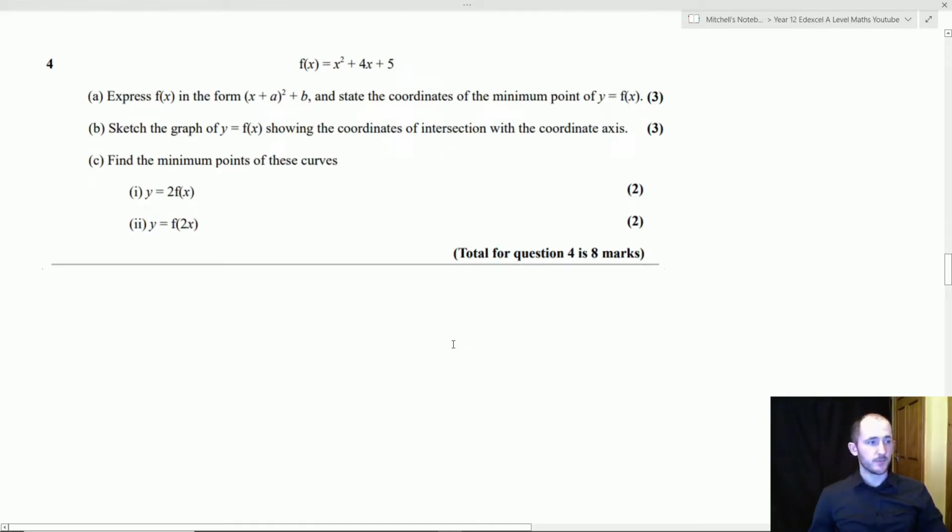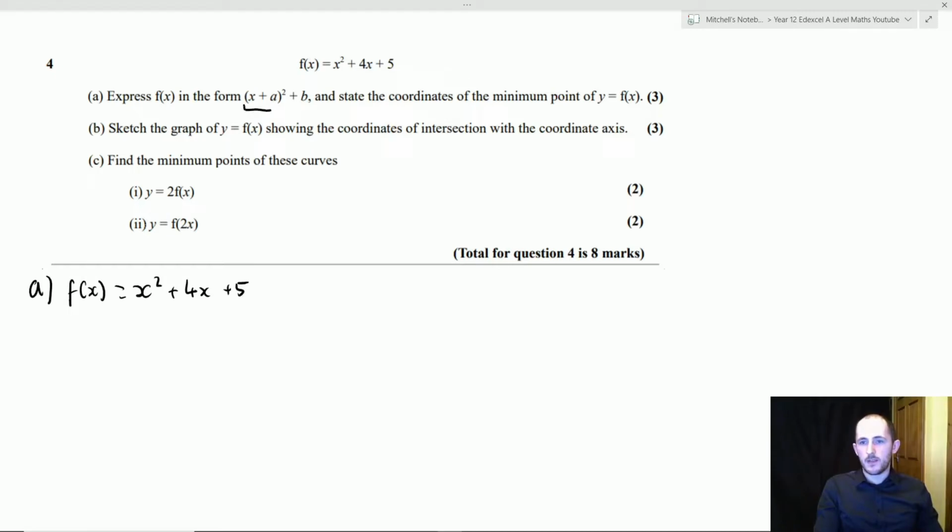Okay, 8-mark question, so pretty beefy, so brace yourselves. And it says f(x) equals x squared plus 4x plus 5, and sketch it in the form this. Now this form always means completing the square. Now there's a trick with completing the square, you probably already know, that it gives you the coordinates of the minimum point of any graph. So that's exactly what they're asking us to do here.